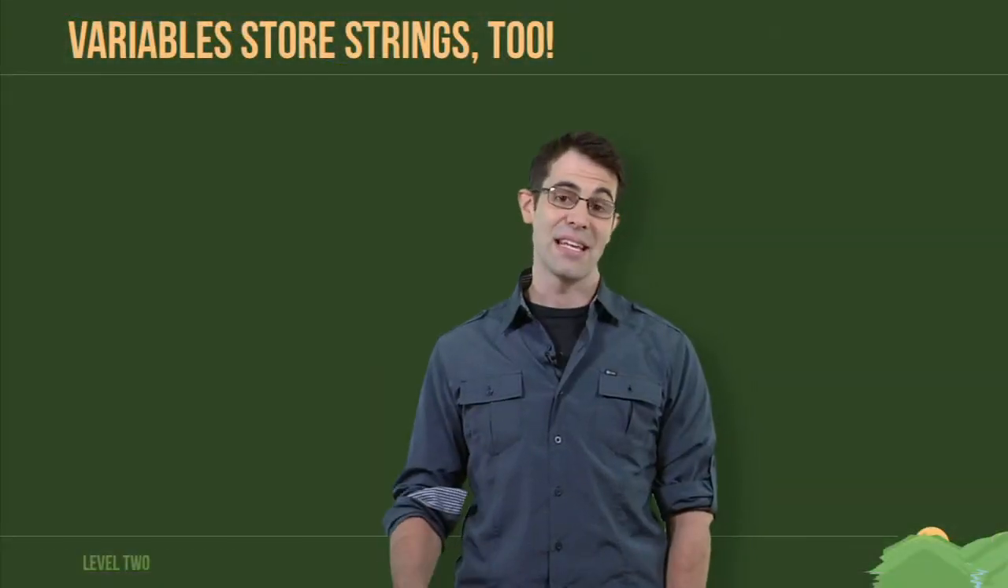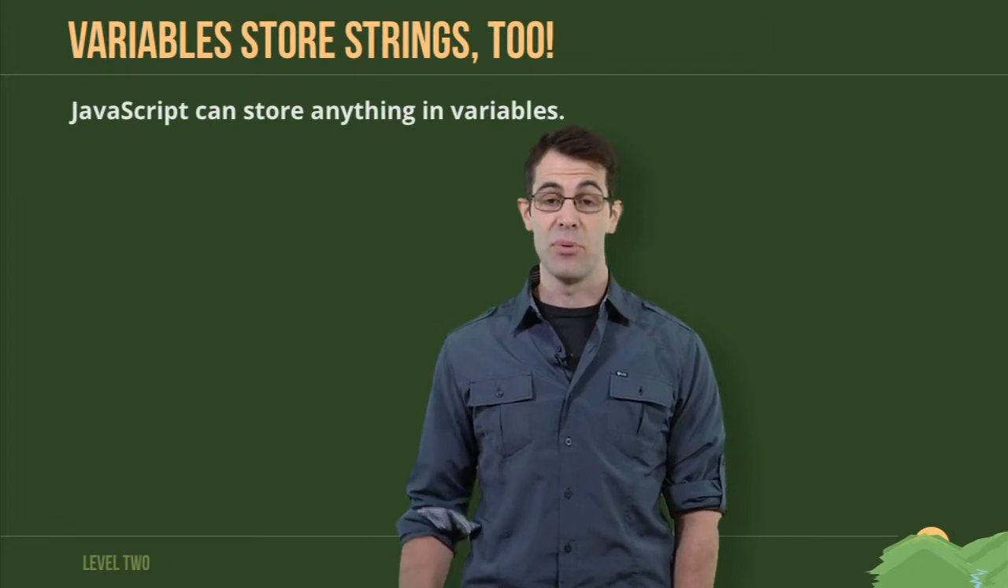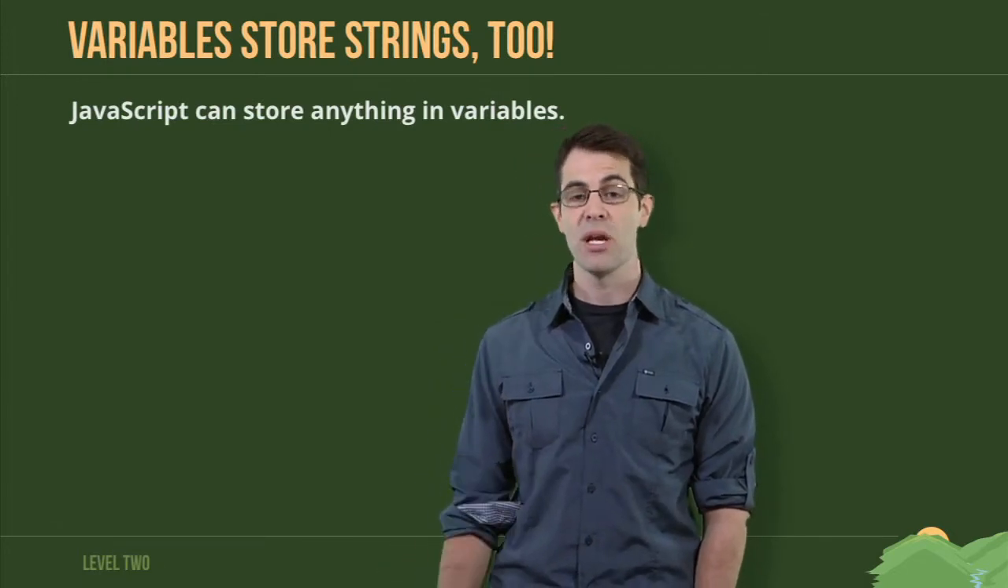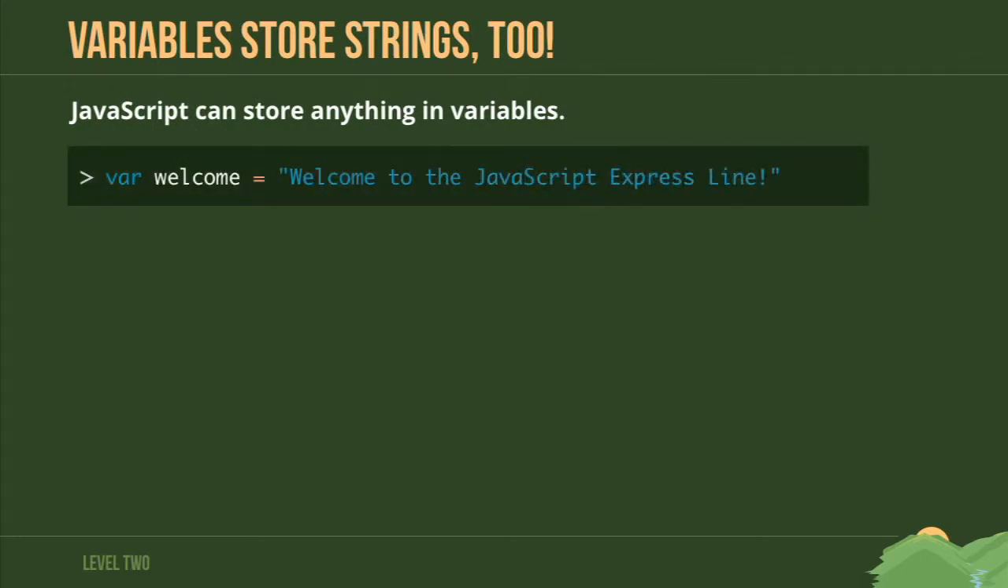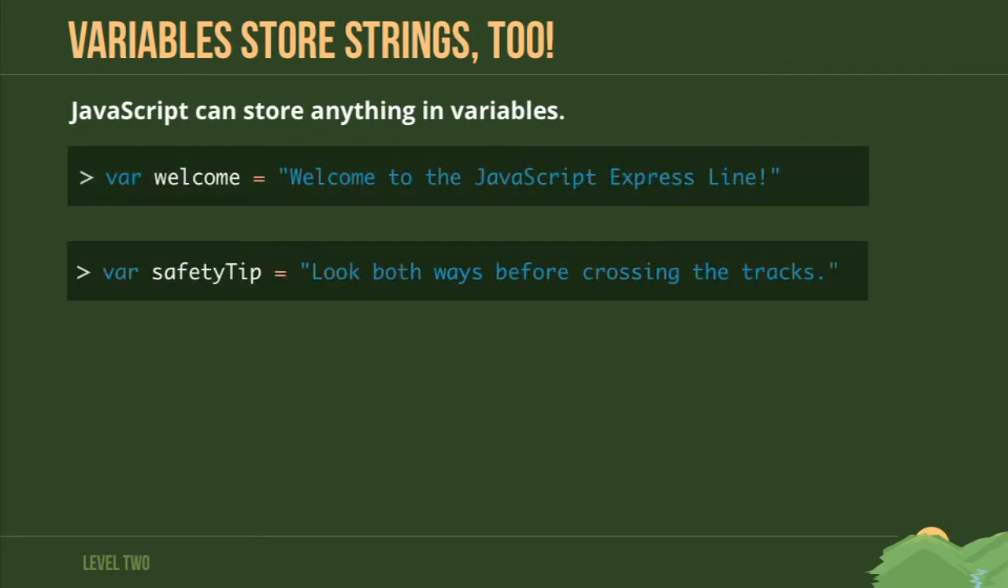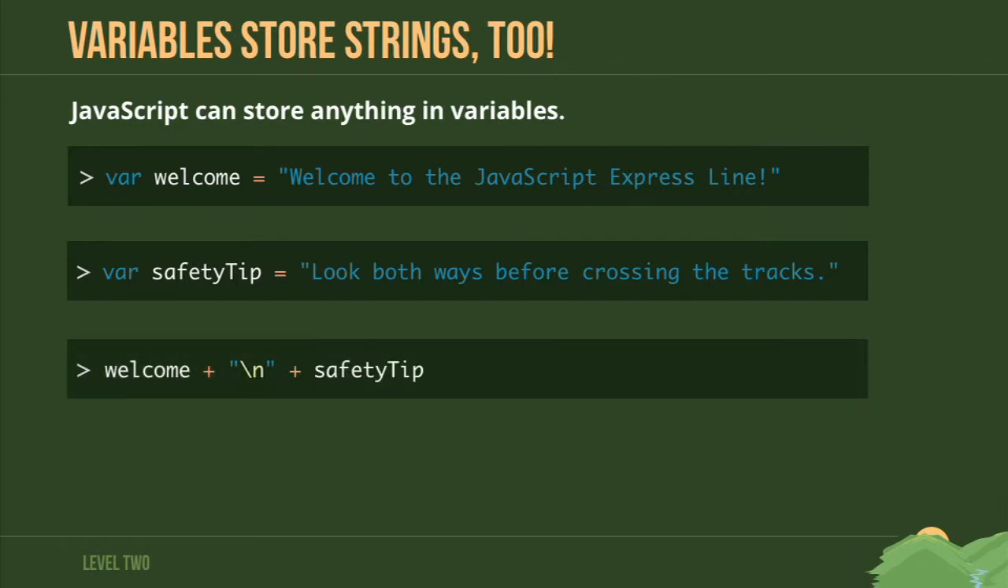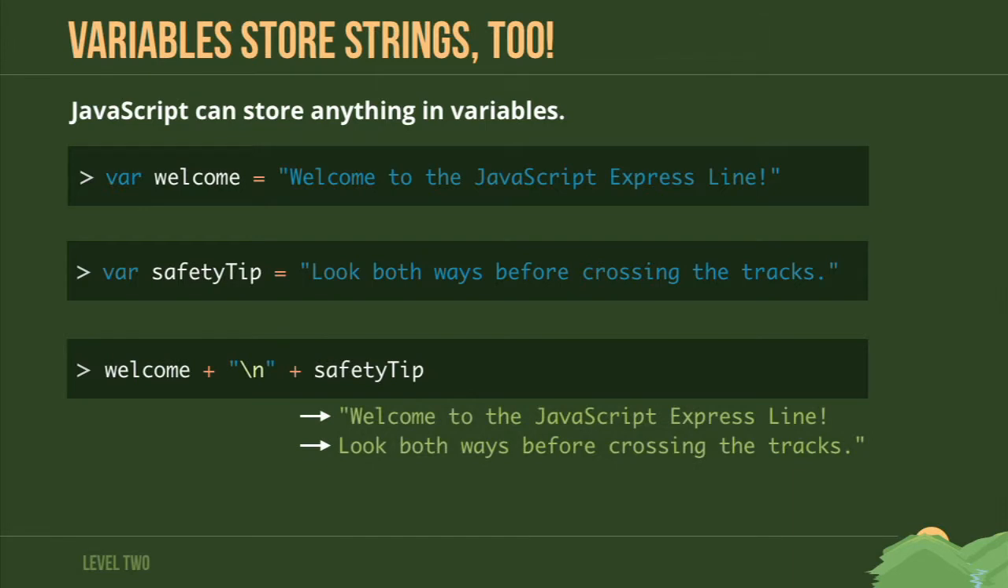We can store anything inside of JavaScript variables. Up until now, we've been using numbers, but we can also store strings inside of variables. Here we have a welcome variable as well as a safety tip variable. We can use both of those variables that contain strings in concatenation with a new line character to produce a specifically formatted string in the output on the console.